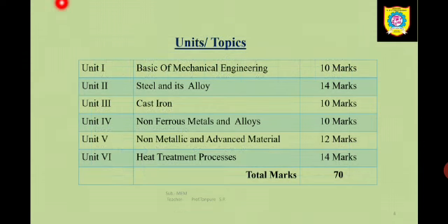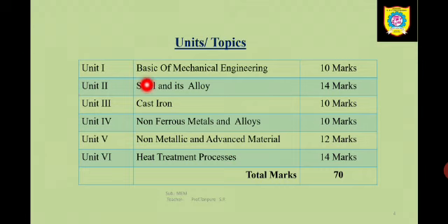Let's talk about the units or topics of this subject. There are total 6 units. Unit number 1, basics of mechanical engineering. Means under this you are going to study the classification of material, their examples. Unit number 2, steel and its alloys. So weightage for this chapter is 14 marks.